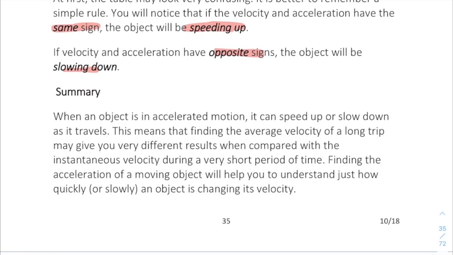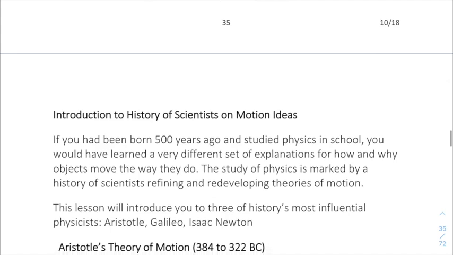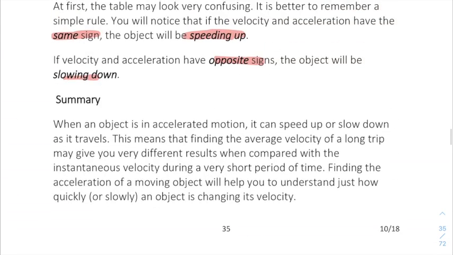When an object is in accelerated motion, it can speed up or slow down as it travels. This means that finding the average velocity of a long trip may give you very different results when compared with the instantaneous velocity during a short period of time. Finding the acceleration of a moving object will help you to understand just how quickly or slowly an object is changing its velocity. And with that, we are pretty much caught up to the forces section and the laws of motion. So we'll continue in that section in the following weeks.